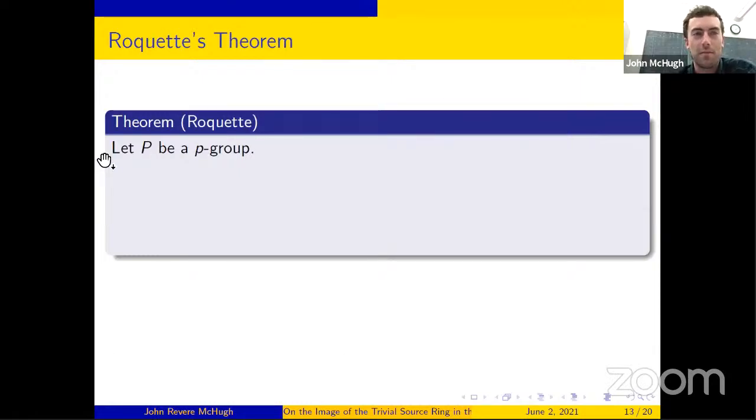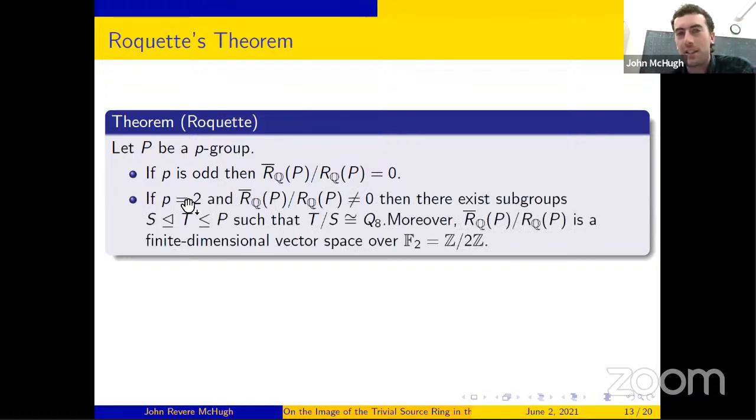Now here's a theorem of Roquette. Let P be a P group. If P is odd, then this quotient, R bar Q of P mod R_Q of P, is always 0. In other words, these two rings are equal when P is odd. But if P is even, if P is equal to 2, then this quotient might be non-zero. And if it is non-zero, then there exist subgroups S, normal in T, contained in P, such that the quotient group T mod S is isomorphic to Q8. And furthermore, the quotient is a finite dimensional vector space over F2.